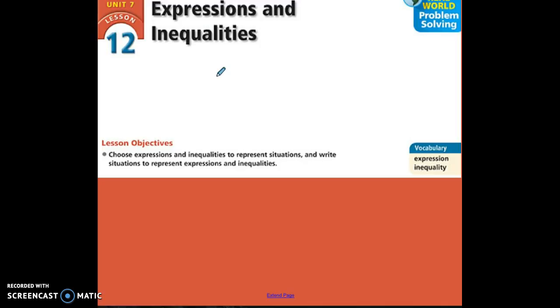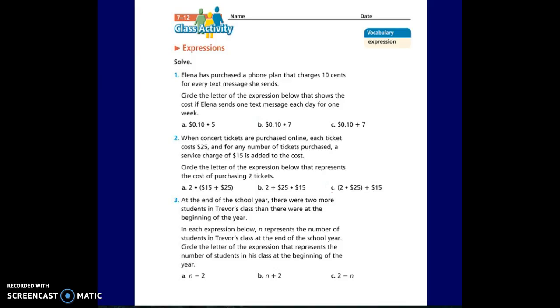Our learning target for today is, I can choose expressions and inequalities to represent situations and write situations to represent expressions and inequalities. Basically, the idea is you can read a word problem or any type of problem and look at it and write the equation that you would use to solve the problem. Or if you're given an equation, you could take it and write a word problem to go along with it. So let's go ahead and get started.